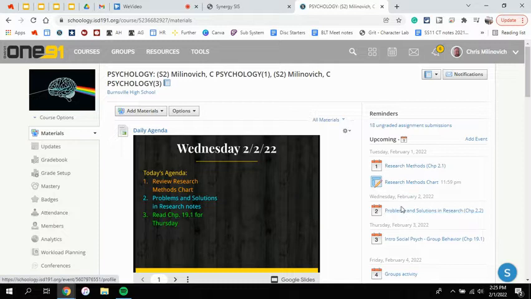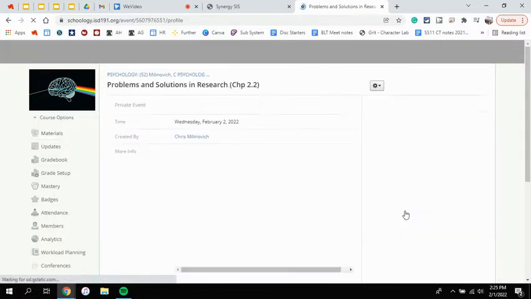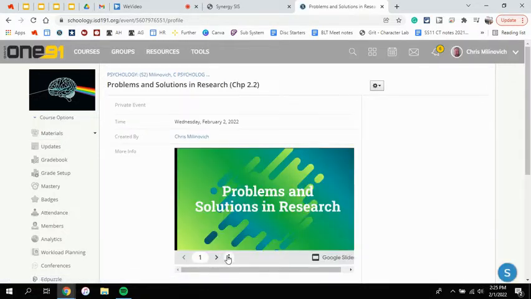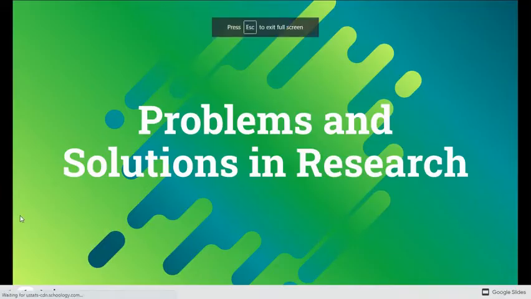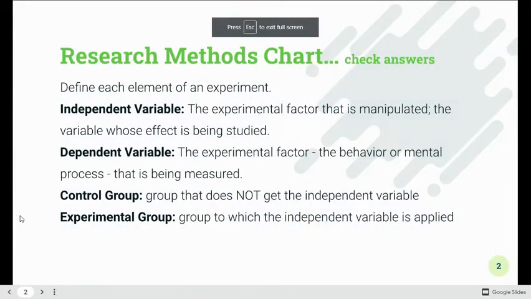If I open up today's stuff on Wednesday, you'll see some slides, and it'll have a review for the assignment that we had yesterday on research methods. So these are the 4 terms that you were supposed to define. I'm going to run through this and then go through those 2 questions. You can check your answers. The nice thing about video is you can stop me or pause or rewind if it's going too fast. So take a look and check, because we want to make sure that this is making sense.